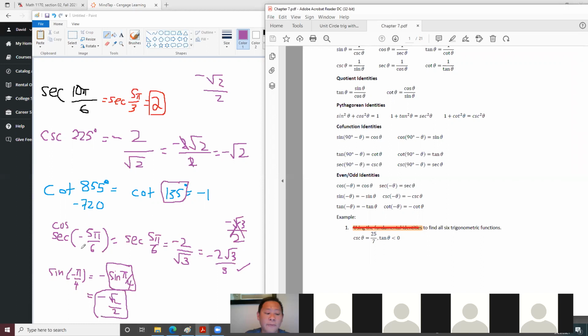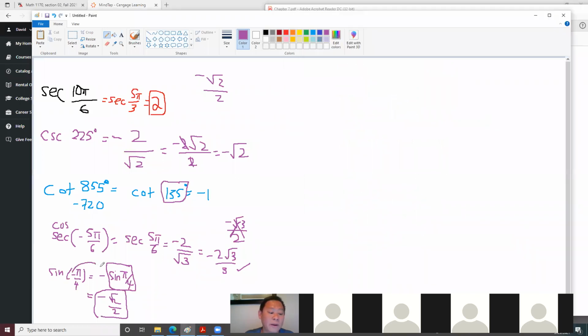So this is the form. This is what we call the even-odd identity. This is only used when you have negative angles. But for sine, cosecant, cotangent and tangent, you move the negative up front. Then the negative angle becomes positive, like what we did here. So the negative moves up front, and this negative will disappear.